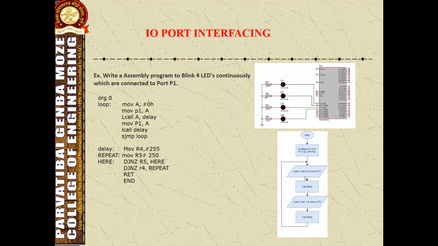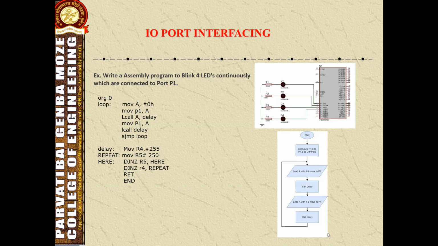Then after the call instruction, we have to again turn off these LEDs, because our main task is to blink the LEDs continuously. So at the start it was off, then it becomes on. Then after some time delay, it should become off. So the LEDs should be turned off. This same task should be performed continuously. Hence, we are doing the same task by loop operation, repeatedly.